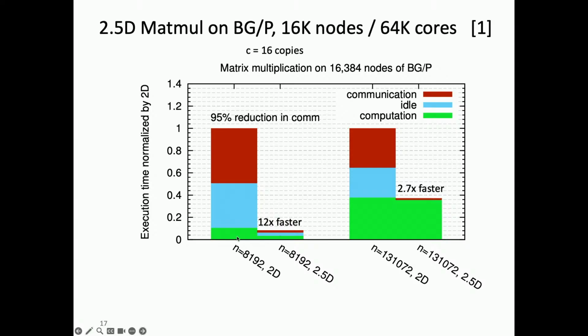So look at this. The green, the flop time, also went down. So how could that be? Because we're still doing the same number of floating point operations. And the answer is the local matrix multiplies were larger.